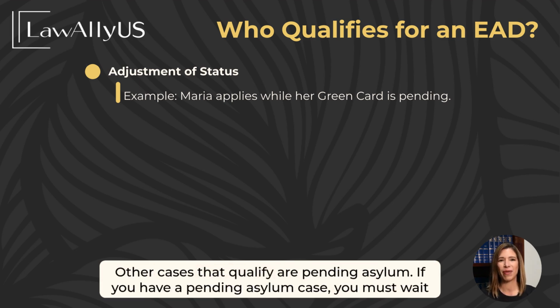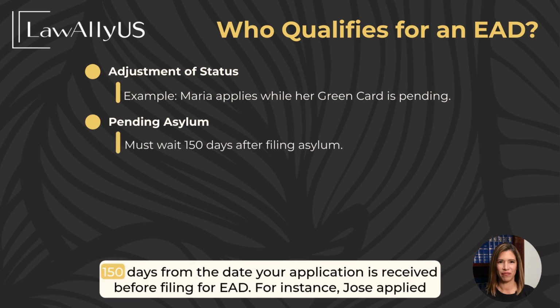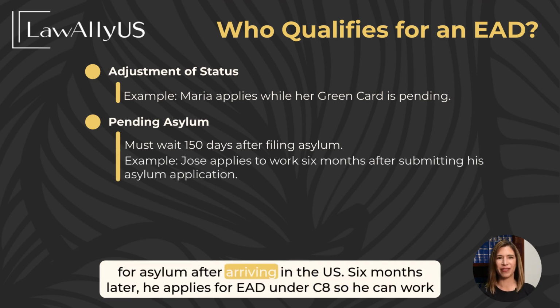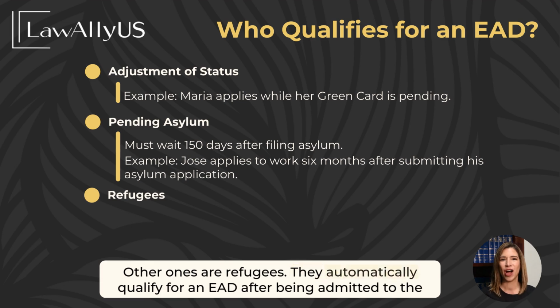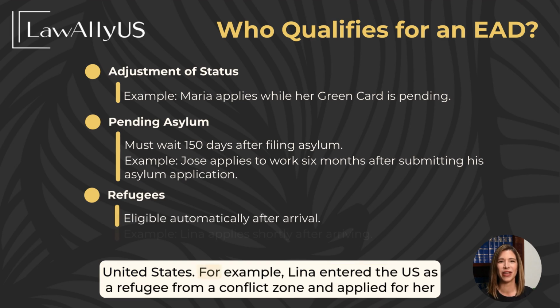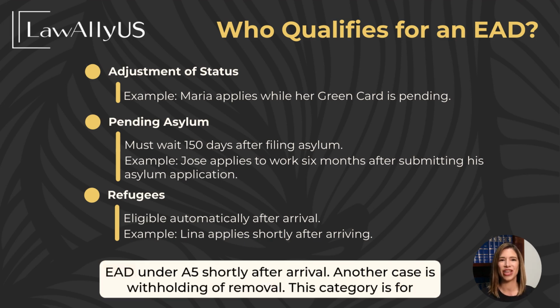Other cases that qualify are pending asylum. If you have a pending asylum case, you must wait 150 days from the date your application is received before filing for EAD. For instance, Jose applied for asylum after arriving in the U.S. 6 months later, he applies for EAD under C8 so he can work legally while waiting for a decision. Other ones are refugees. They automatically qualify for an EAD after being admitted to the United States. For example, Lena entered the U.S. as a refugee from a conflict zone and applied for her EAD under A5 shortly after arrival.